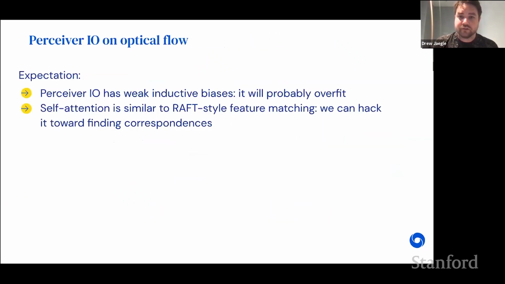In contrast to this, we wanted to see how well Perceiver IO would do here. To give you a sense of what we were expecting coming into this, we thought, well, Perceiver IO is throwing a lot of the structure away. So we were hoping that we would get some good results, but it would probably overfit, and there's this problem of domain transfer happening here. But on the other hand, self-attention seems to be a reasonable way to match this sort of correspondence.